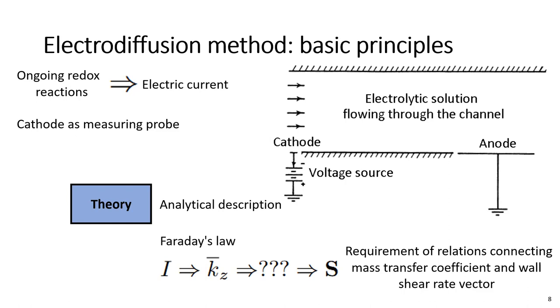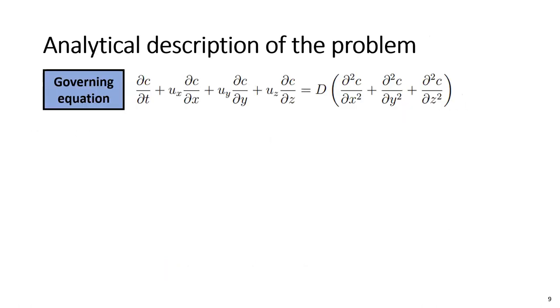This law connects the value of the measured electric current with the mass transfer coefficient, but the task to be done was to somehow connect the mass transfer coefficient with the shear rate. But to do this, it is necessary to analytically describe the problem. So in our case, the governing equation was the second order partial differential equation, the convection-diffusion mass transport equation.